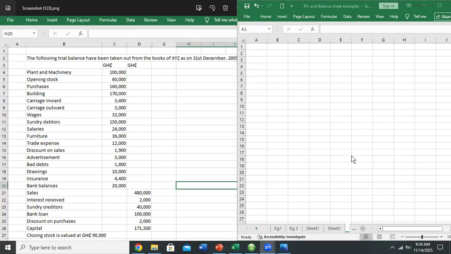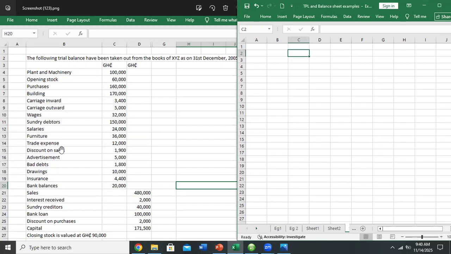Okay, so professors, there we have it, the assignments I gave you, which was requiring you to prepare the trading account and the profit and loss account. I want to believe all of us at least are 95% okay with the format of the two accounts, i.e. the trading and profit and loss account. Please, it's very important. You need to remember it.